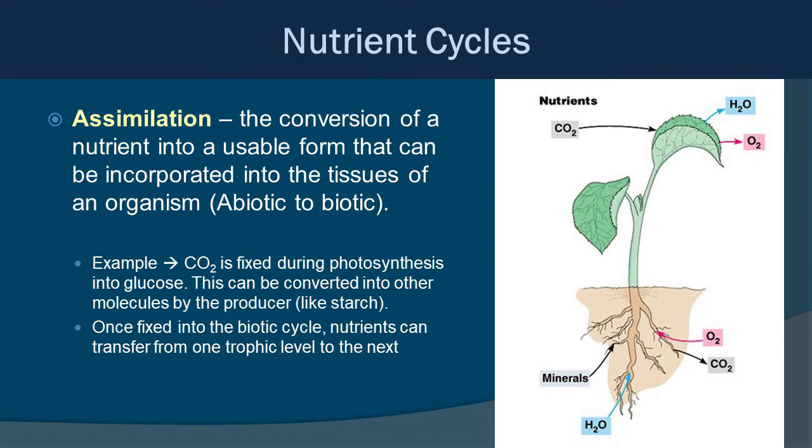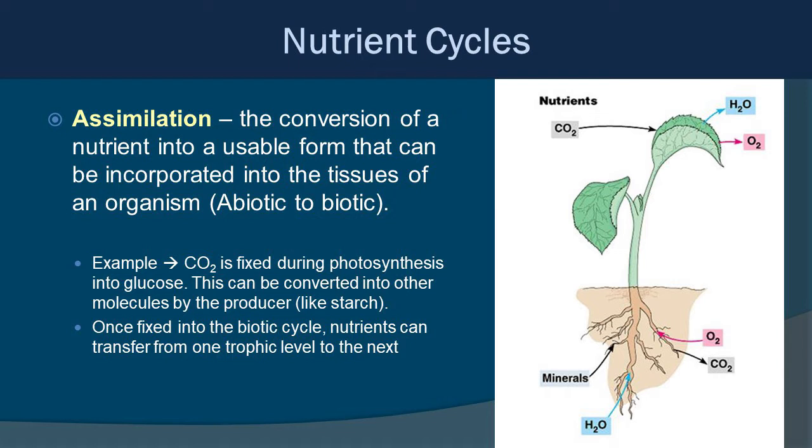Now, these nutrients are being moved through the cycle, and then they are assimilated. Assimilation is the conversion of a nutrient into a usable form that can be incorporated into tissues of an organism, from abiotic to the biotic part of these cycles. Now, an example here is carbon dioxide, which is fixed during photosynthesis. Remember, it's out there as gas, and plants take it in and fix it through the process of photosynthesis and produce glucose, which includes the carbon atoms.